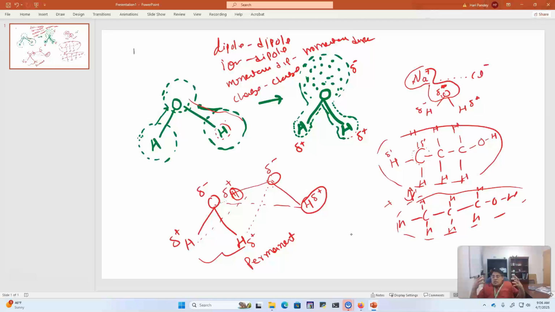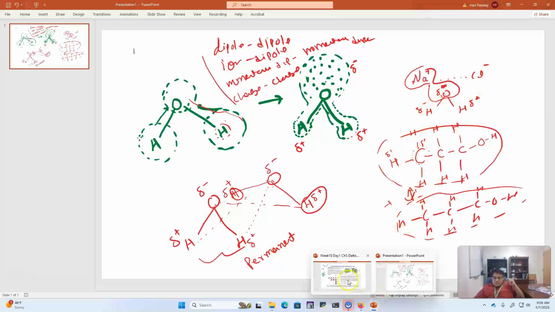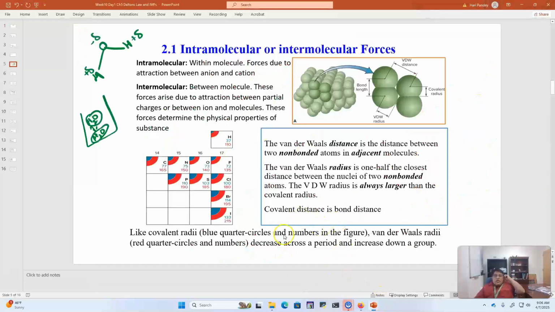Okay, they are basically the full ions, right? So that's why they have attraction. So basically you have 4 types of attraction, 4 types of the intermolecular forces. Now let's go study them. So there are 4 types of the interactions.